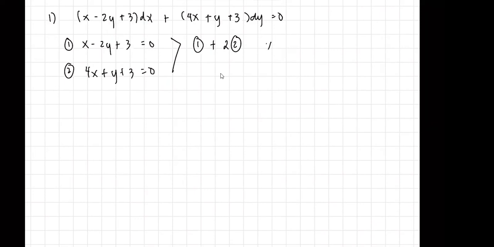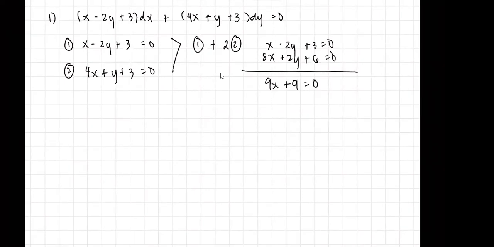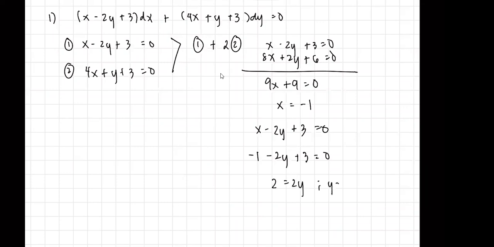Okay? So we have x - 2y + 3 = 0, and then we have 8x + 2y + 6 = 0. So pag pinag-add natin, we have 9x + 9 = 0. So x will be equals to negative 1. And when we have the value of x, we can substitute that to any of the equations. So let's start with the first one. So we have x - 2y + 3 = 0. So negative 1, negative 2y plus 3 is equals to 0. So ito magiging 2 = 2y or y = 1.